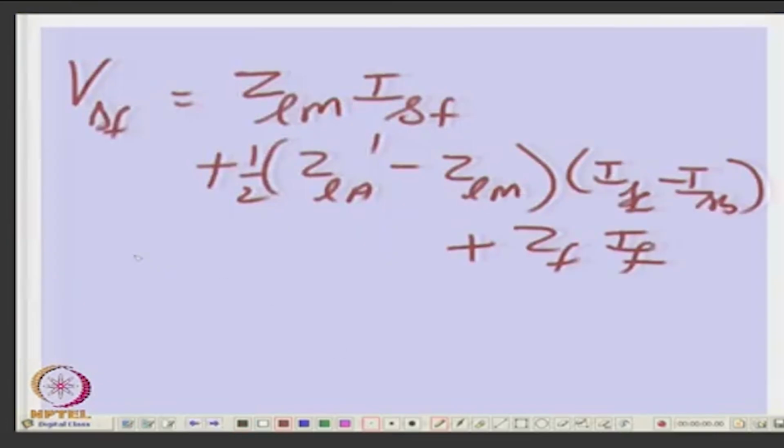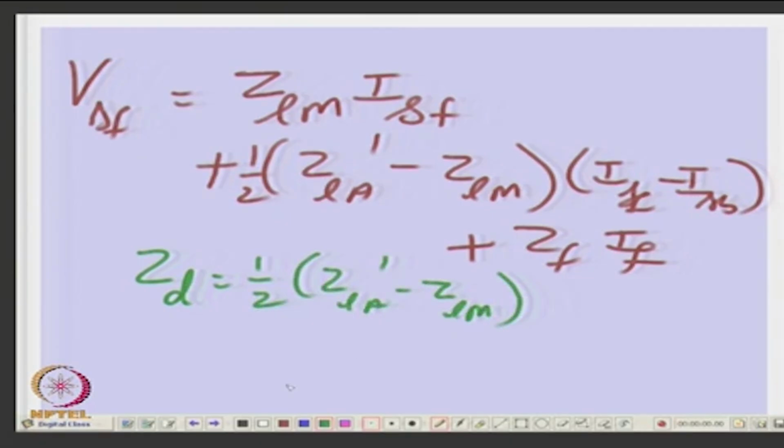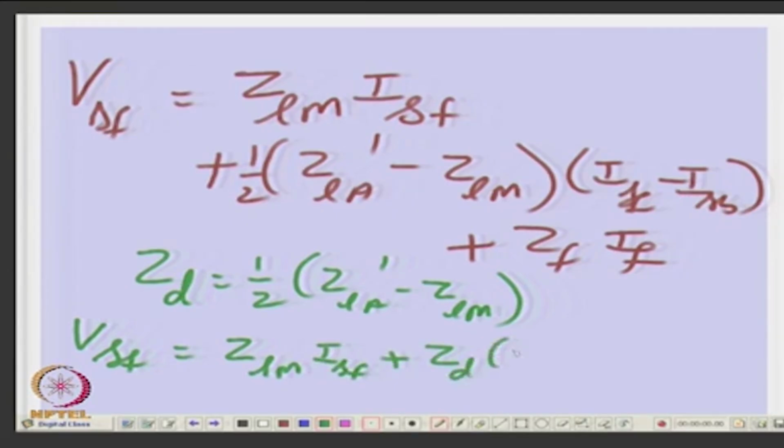Right. Now, we define this term as ZD as half of ZLA dash minus ZLM. Okay. So, we have VSF will have ZLM ISF plus ZD into ISF minus ISB plus ZFIF. Okay. That is VSF.